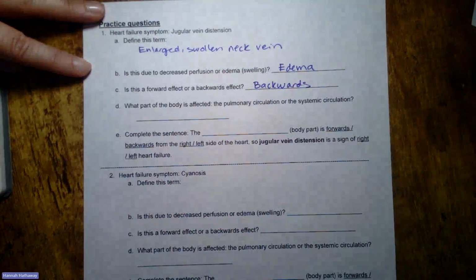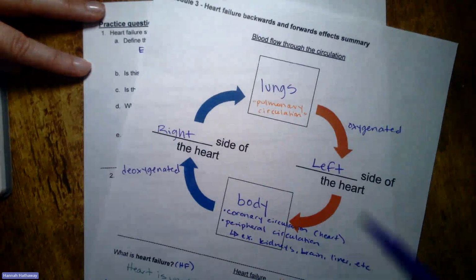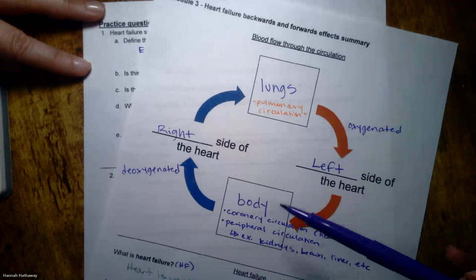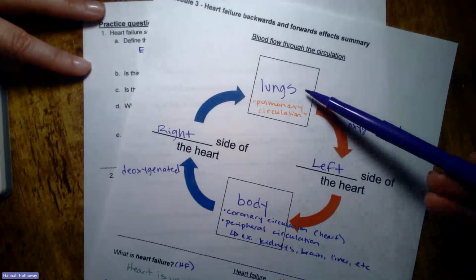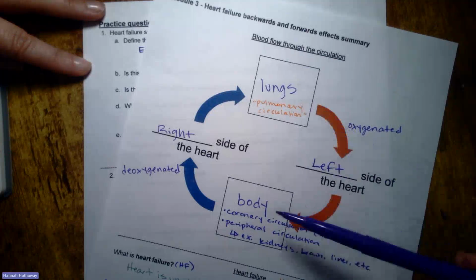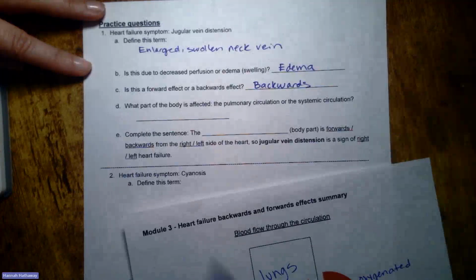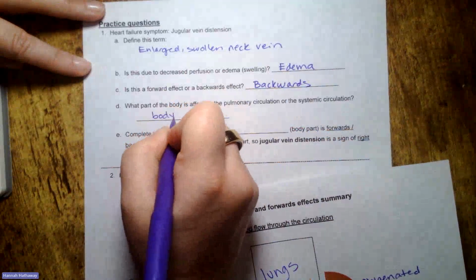Okay, so what part of the body is affected here? When we think back to our flow of blood through the body, we have 2 options, really. We have the lungs or the body. So is the jugular vein part of the lungs or is it part of the body? Well, it's not in the lungs, right? It's in your neck. So it would be part of the body. In other words, it is part of the systemic circulation. I'm just going to write body.